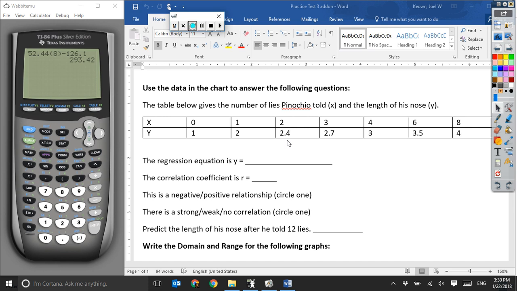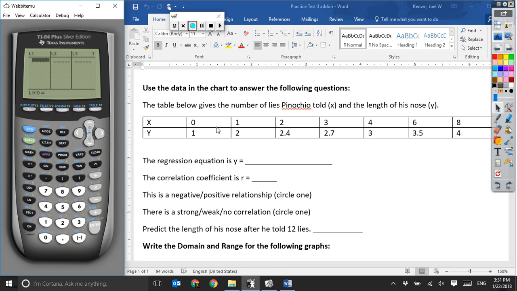Alright, so for this last page, we're going to start off by doing a linear regression. So I'm going to hit the Stat button, hit Enter on Edit. I need to clear out L1 and L2, so I'm going to up arrow, highlight L2, clear, Enter. I'll come over, highlight L1, hit clear, Enter.